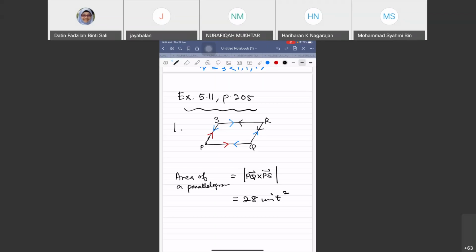So for question 2 and question 3, asking you to find the area of a triangle. The area of a triangle is half of the area of the parallelogram. So that means it's half of the magnitude of the cross product. Magnitude of whatever cross product you establish. PQ cross PS or RS cross RQ, it doesn't matter. You will get the same answer. So that is for question 2 and 3.